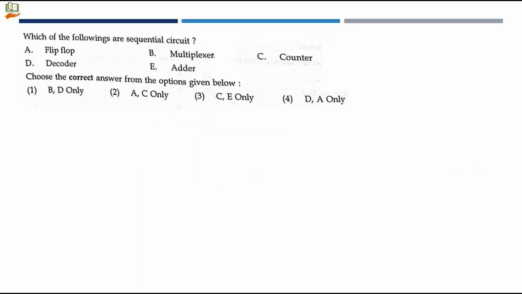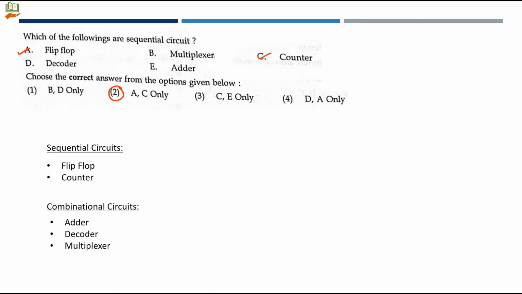Next question, which of the following are sequential circuit? Some are sequential circuits and some are combinational circuits. Let's see. Flip-flop and counter belong to sequential circuits. A and C belong to sequential circuit. Option number 2 will be the right answer. What about multiplexer, decoder and adder? These three belong to combinational circuits.